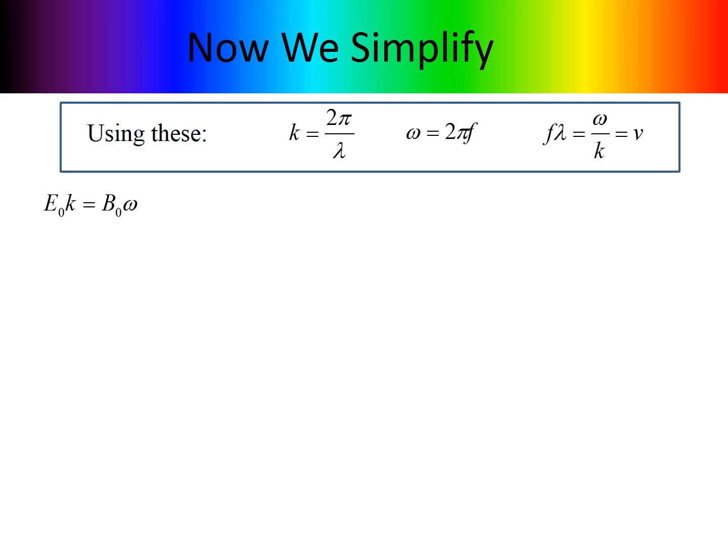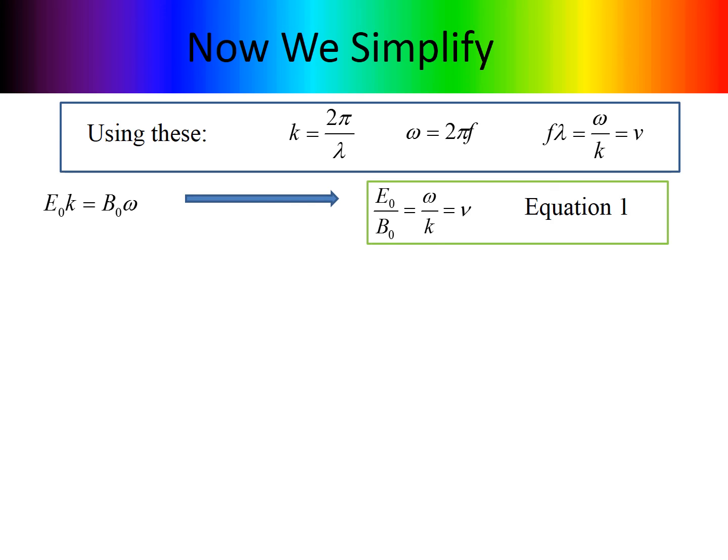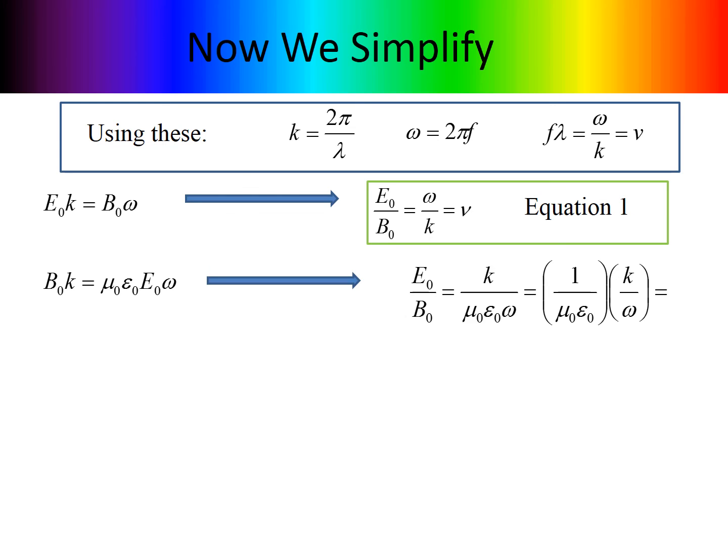So here's our first equation, and if we divide through, electric field divided by magnetic field amplitudes, we get omega over k, which happens to be equal to speed. So that's equation 1. From the second equation, we divide through E0 over B0, and that gives us k over mu sub 0 epsilon sub 0 omega, which we can factor and get 1 over mu sub 0 epsilon sub 0 times k over omega.